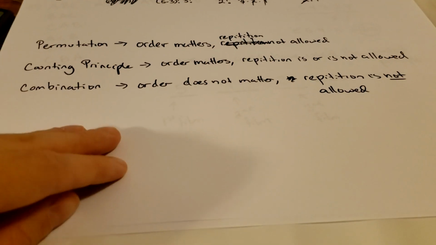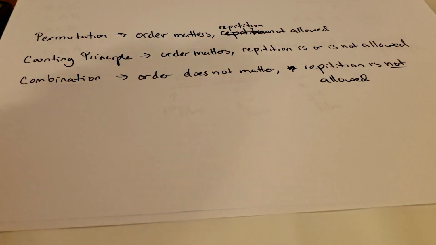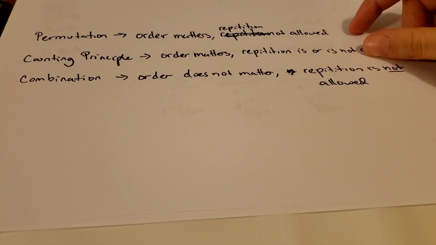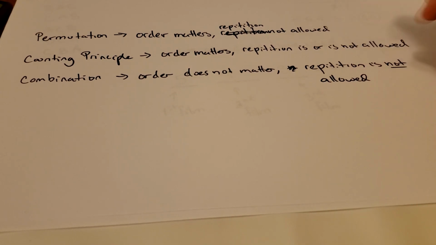In a combination, order doesn't matter and repetition is not allowed. The only situation where repetition is allowed is the counting principle, and order has to matter. Permutation: order matters, repetition is not allowed. Combination: order does not matter, repetition is not allowed. There is some overlap between permutation and counting principle, but there's no overlap between combination and the other ones.